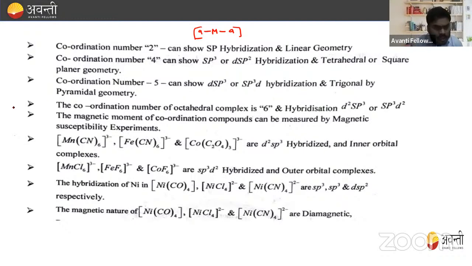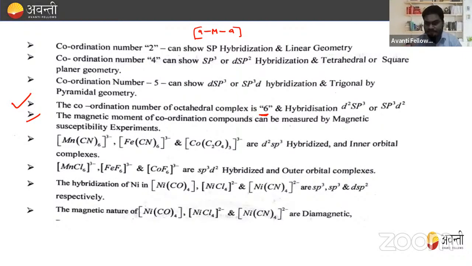Now, the coordination number of octahedral complexes is 6 and it also has two different hybridizations, either d2sp3 or sp3d2, right? Now the magnetic moment of a coordination compound can be measured by the magnetic susceptibility experiment. By this we can calculate the magnetic moment of the coordination compound. Now, these particular complexes fall in the category of d2sp3 hybridization and they are also known as inner orbital complexes. So how can you identify which one is the inner orbital complex, which one is low spin, high spin, whether it is d2sp3 or sp3d2?